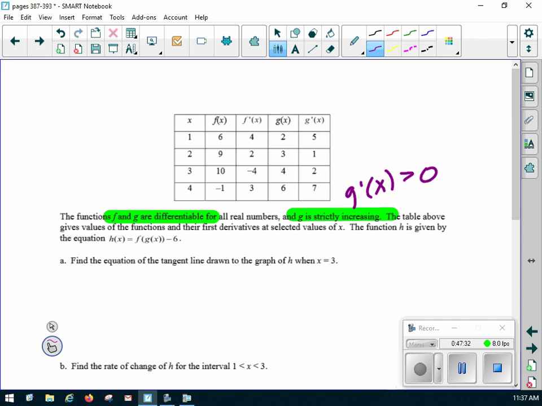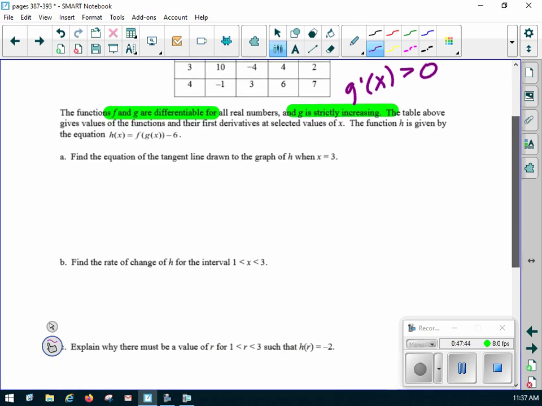The table above gives values of the functions and their first derivatives at selected values of x. The function h is given by that expression. Oh my goodness, I see a composition. Now, one of the things Sparks does is he builds in a whole lot of review, and that's what you can see coming right here. Write the equation of a tangent line.